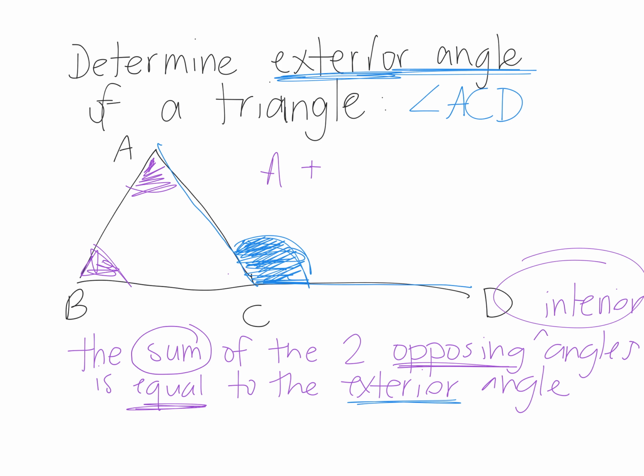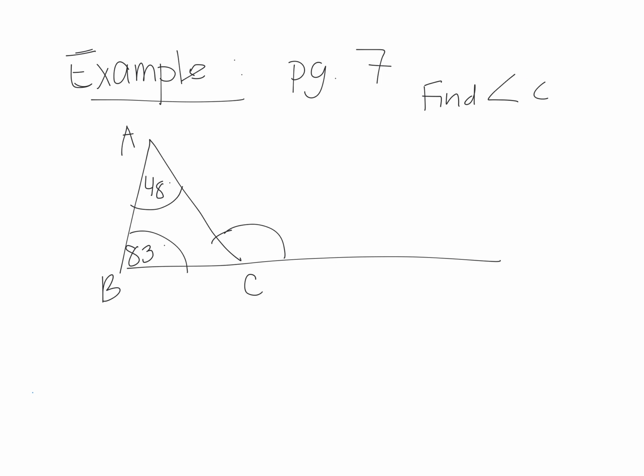So if I take A plus B, it's always going to be equal to the exterior angle. Does that make sense? Yes. The sum of the two opposing interior angles will be equal to the angle that's outside the triangle, opposite from them. Again, you're using the rule. The sum of the two interior angles, so this angle plus this angle, is always going to give you the exterior angle.